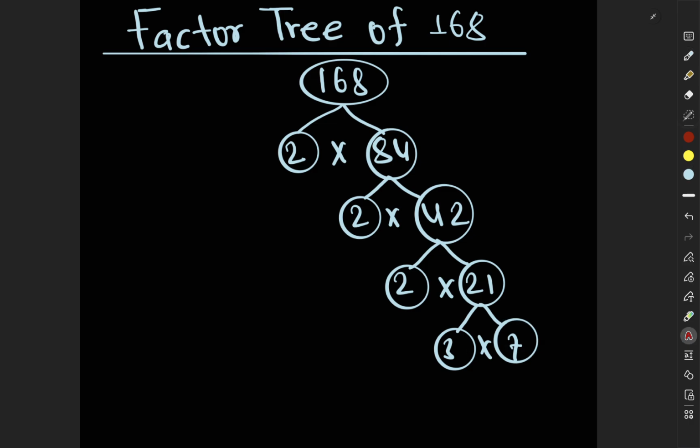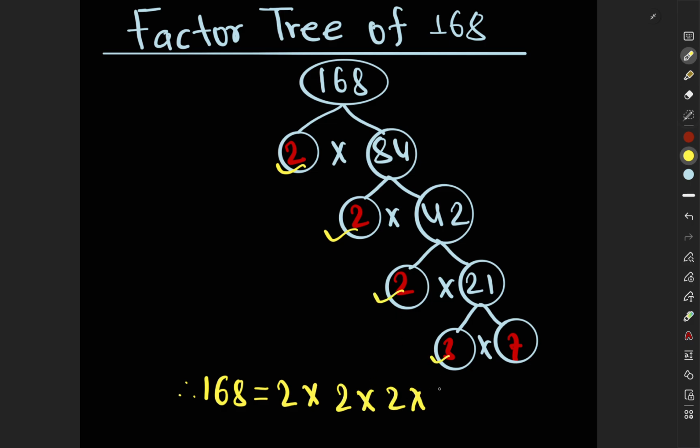So now we select the prime numbers among these numbers. The prime numbers here are 2, 2, 2, 3 and 7. So we can write 168 is equal to the product of all these prime numbers, that is 2, 2, 2, 3 and at last 7.